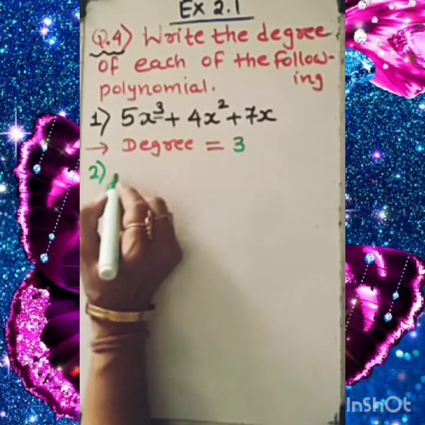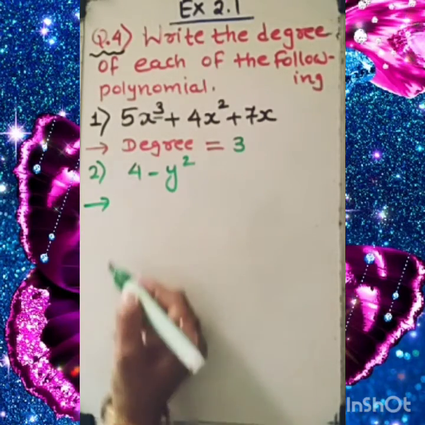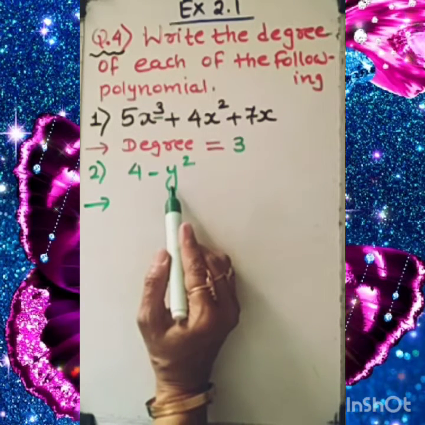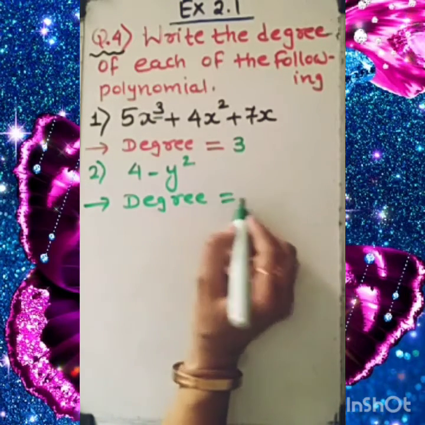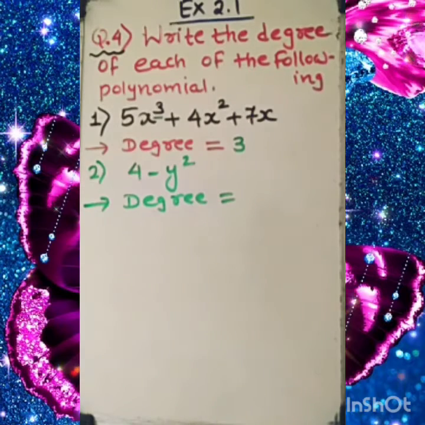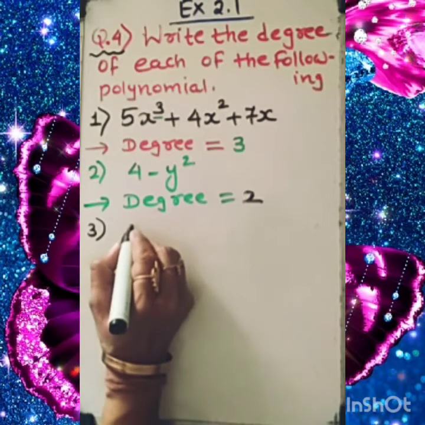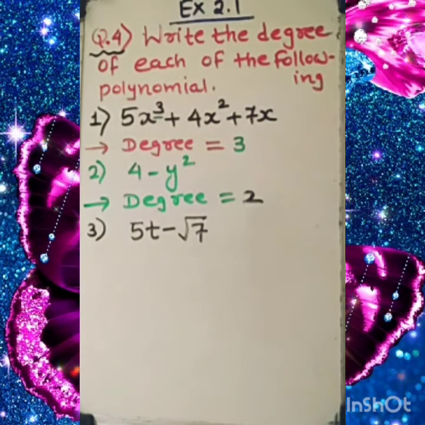Next is 4 minus y square. Here the variable is y, a single variable. You can see in the earlier one x was a single variable, and here we are given y, which is also a single variable. So how can we decide the degree of this polynomial? The highest power of the variable here is 2, so we need to mention it is 2. I am writing it here. Next, work out the third. We are given 5t minus under root 7. How to solve that? Let's see.